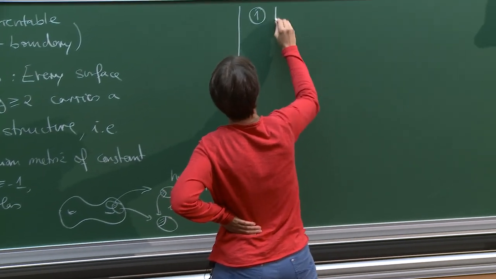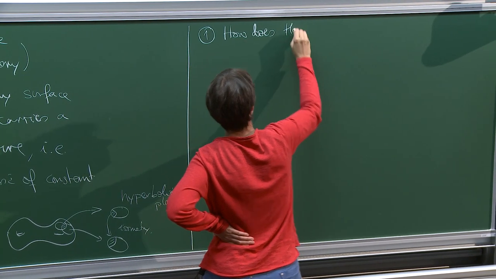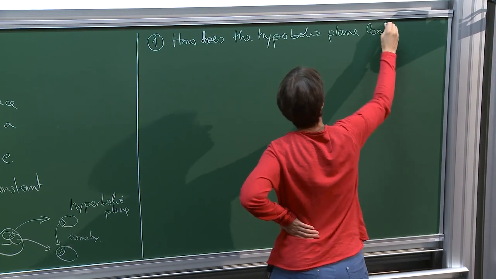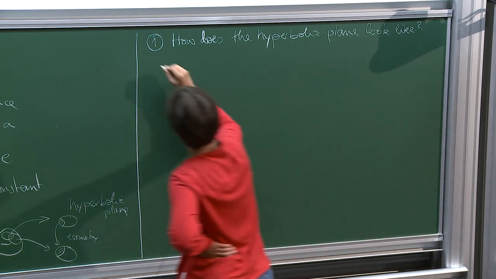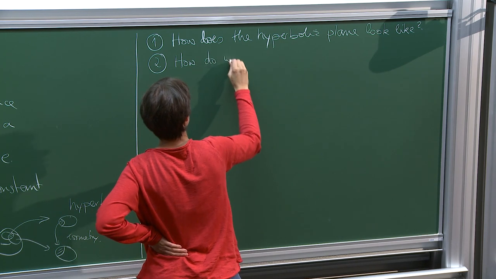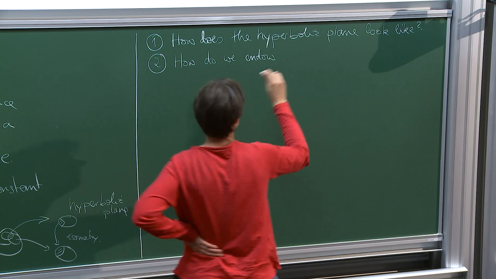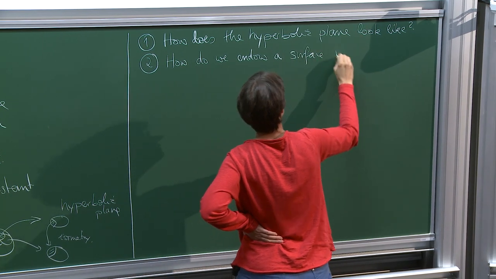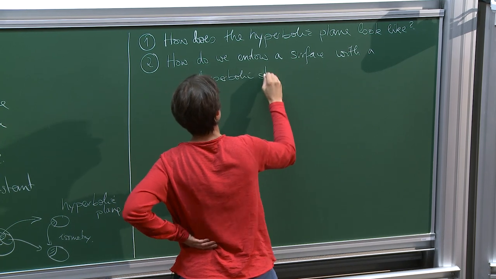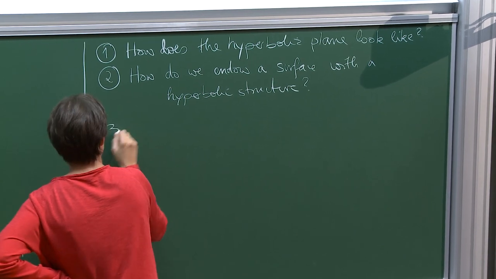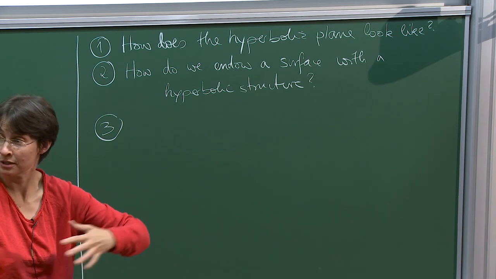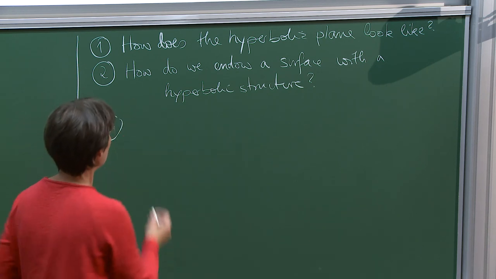Okay, so the first thing I want to discuss is what the hyperbolic plane looks like. The second thing I want to discuss, in a bit more detail, is how we actually endow a surface with a hyperbolic structure. And the third question I want to address is, if we have a surface, there might not be just one way to put a hyperbolic structure on it, but many ways, and we want to look at what the space of all possible hyperbolic structures looks like.